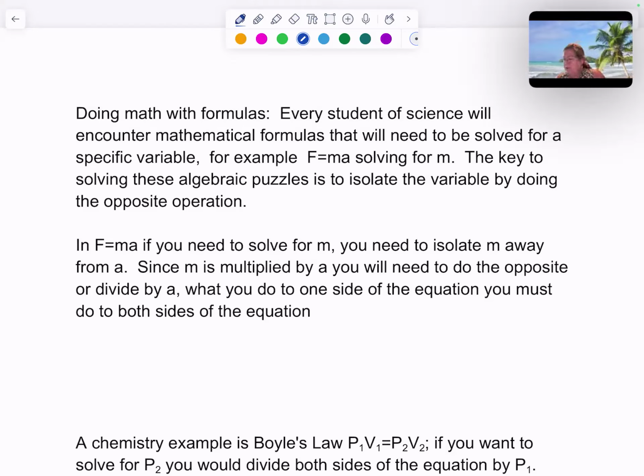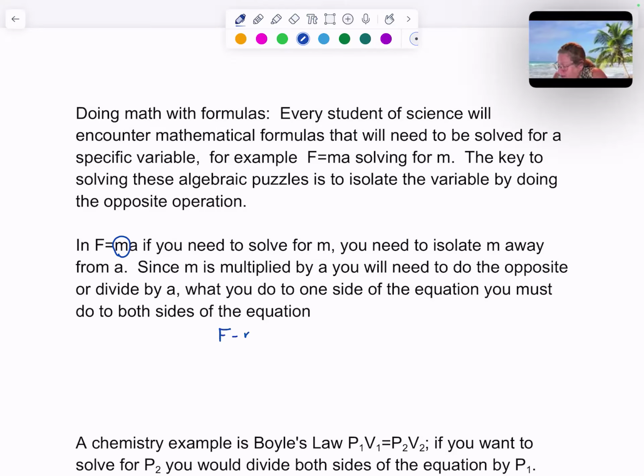For example, let's look at F equals ma. If you need to solve this for m, you need to isolate m. So when I first started doing this, I would circle the variable I needed to isolate. So I would circle m. And you need to look at it. M is multiplied by a.